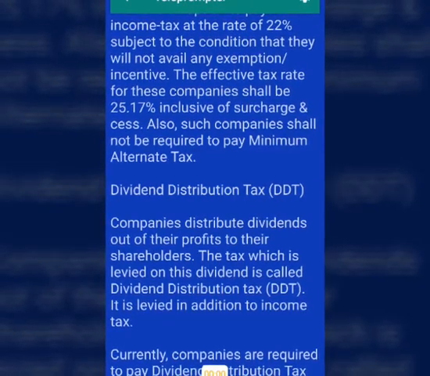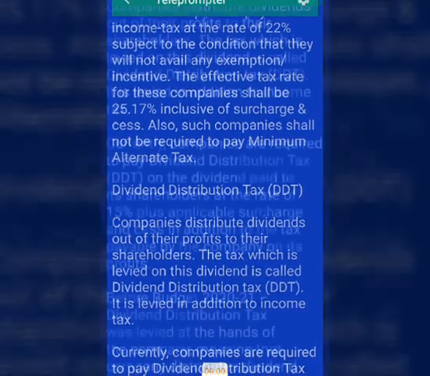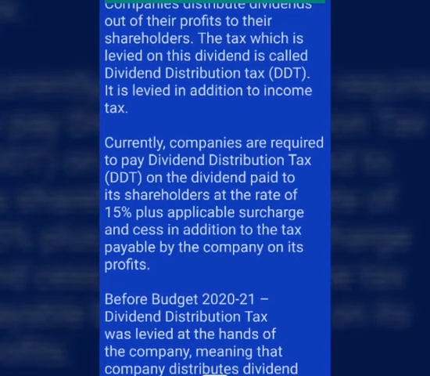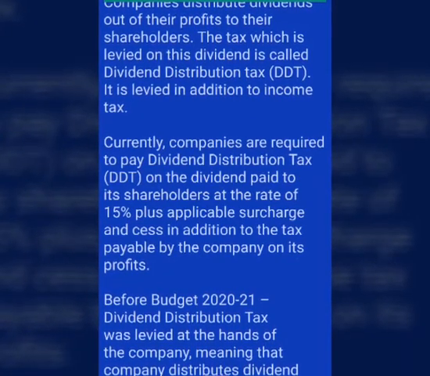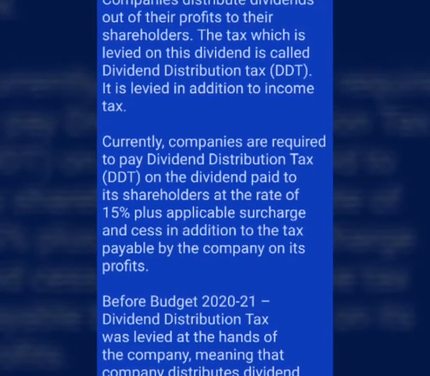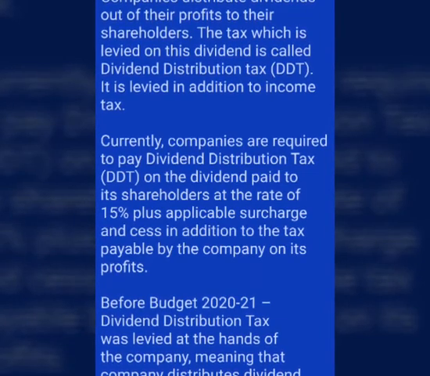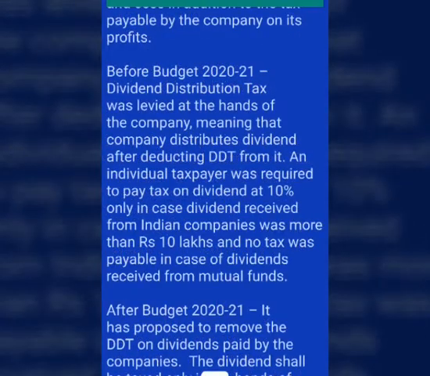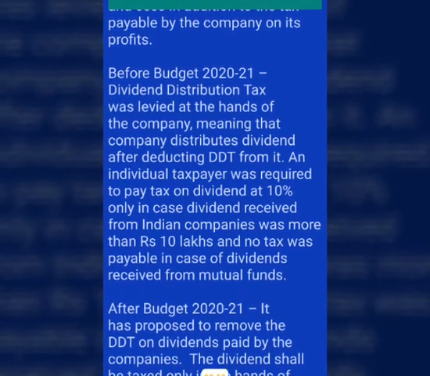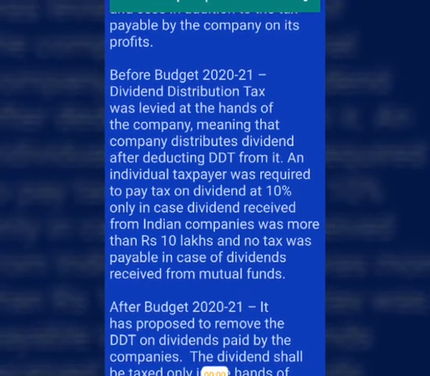MAT is levied on book profit. In September 2019, the government reduced the MAT tax rate from 18.5% to 15%. Further, any domestic company will have an option to pay income tax at the rate of 22% subject to the condition that they will not avail any exemption or incentive. The effective tax rate for these companies shall be 25.17% inclusive of surcharge and cess. Also, such companies shall not be required to pay minimum alternate tax.